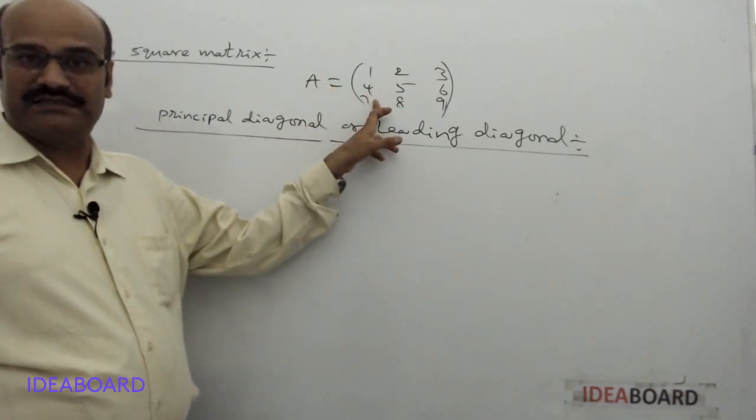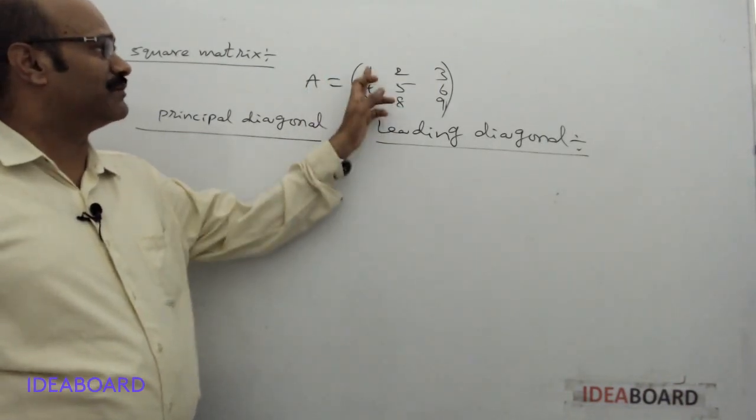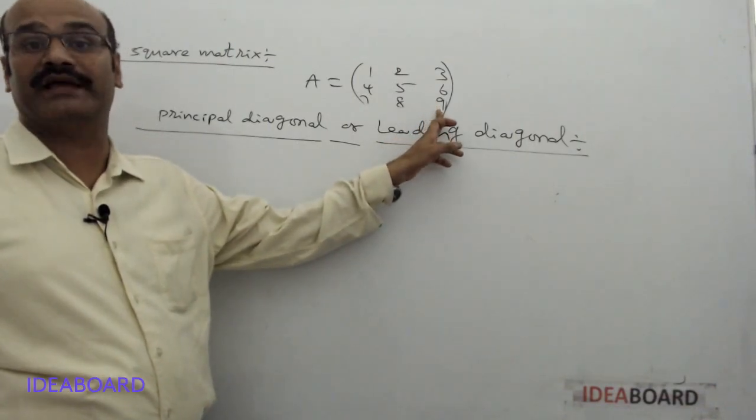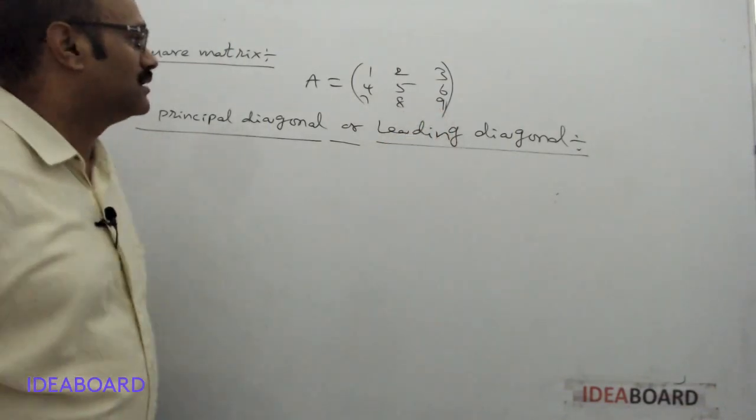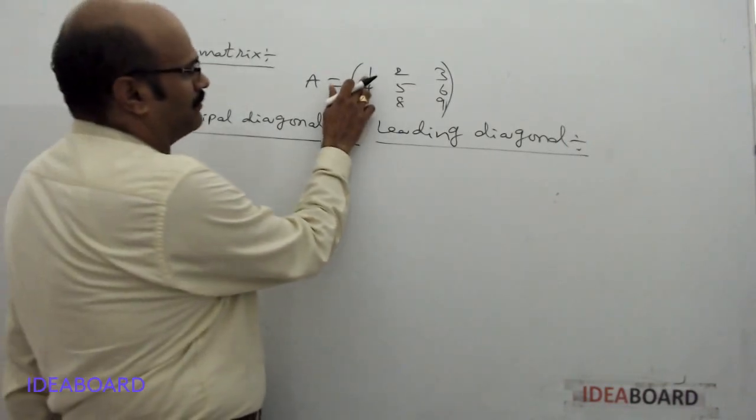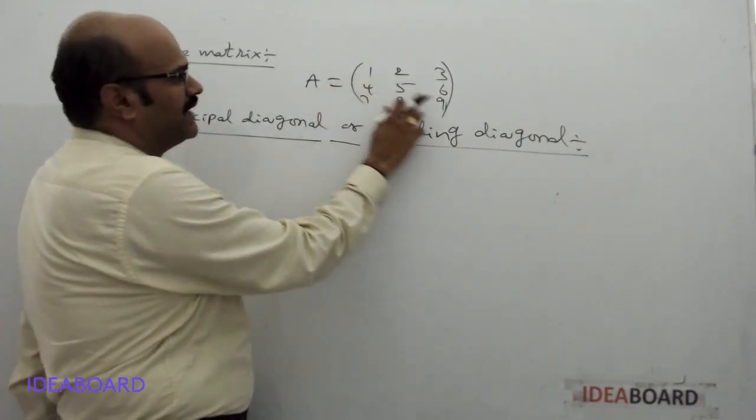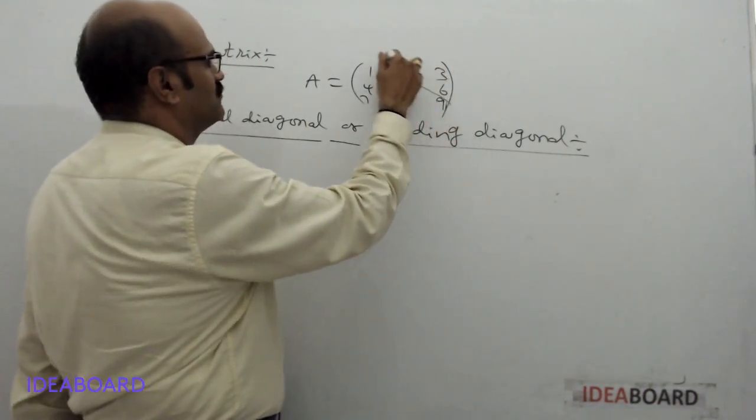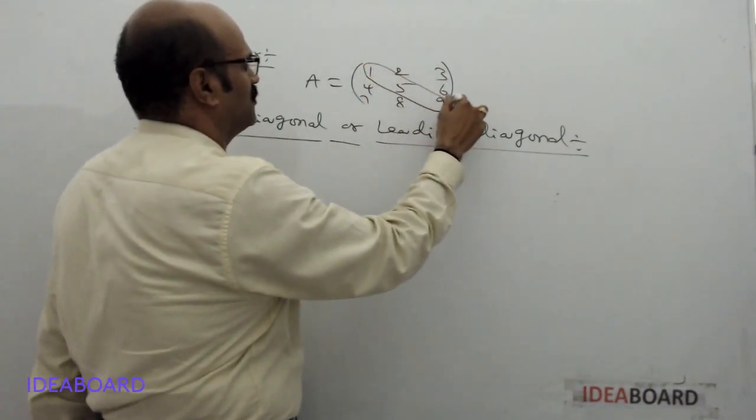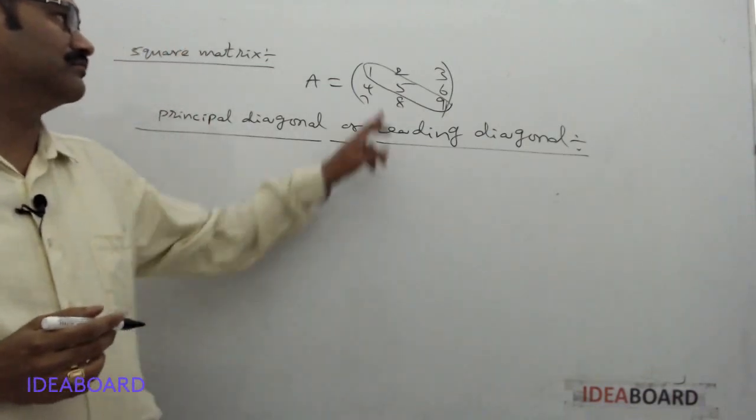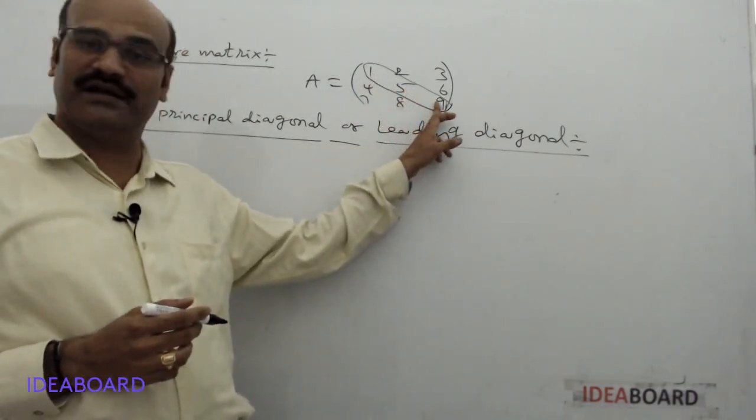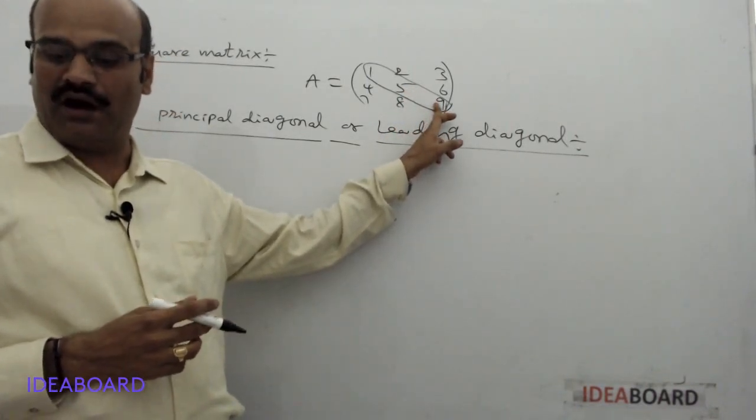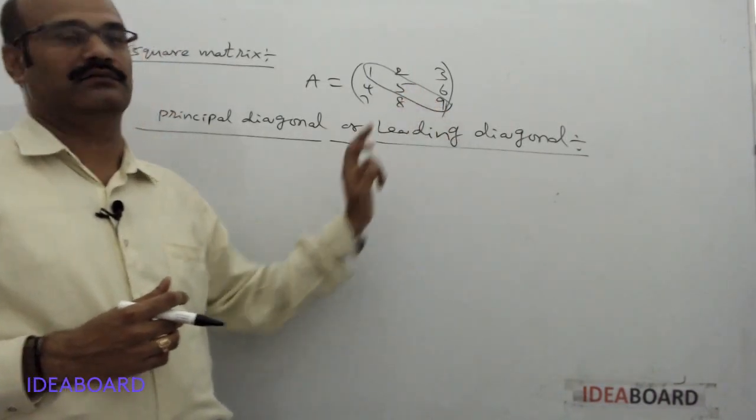In a square matrix, the elements which are lying from the left top to right bottom are called principal diagonal elements. Left top we are having 1, right bottom we are having 9. So the elements which are lying from the left top to right bottom are called principal diagonal elements. That diagonal is called principal diagonal or leading diagonal.